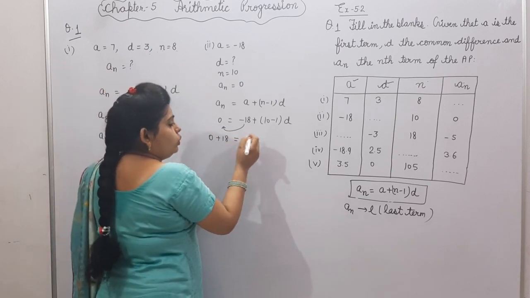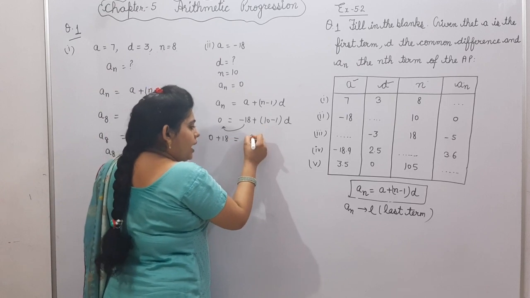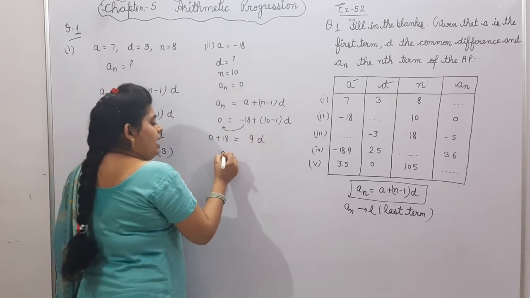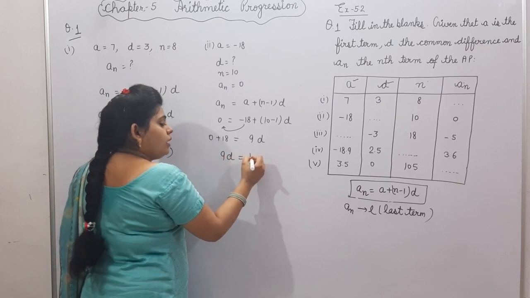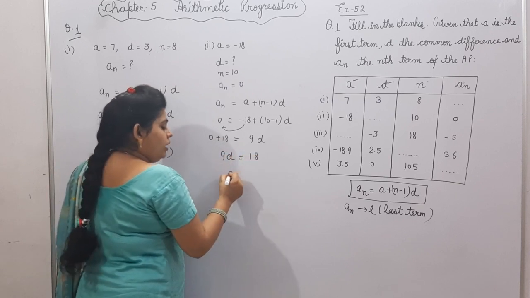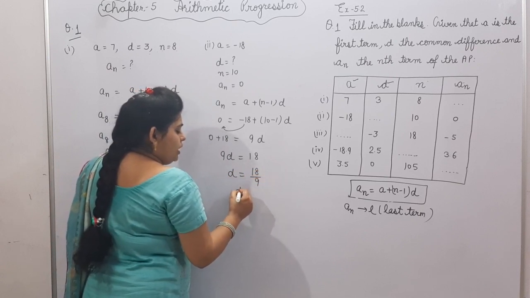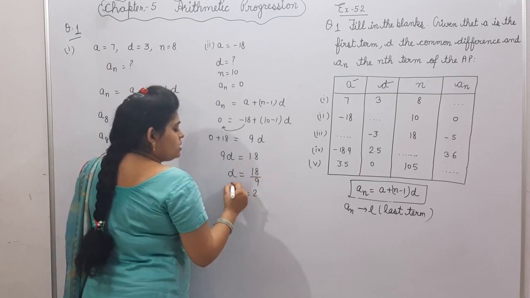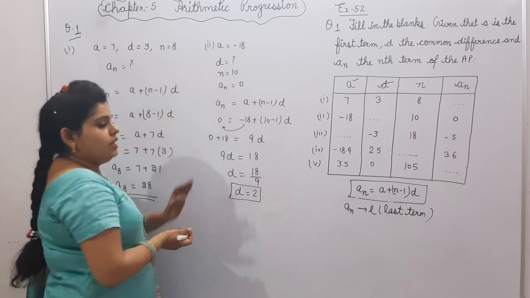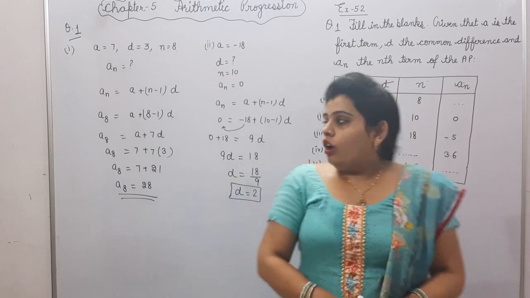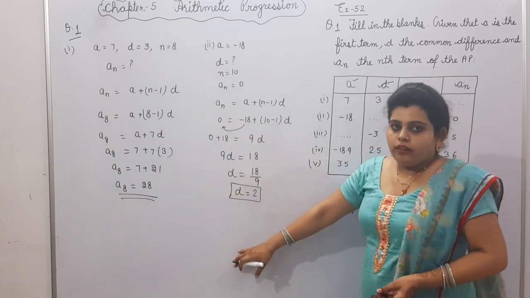Now equal to 10 minus 1, 9 into d. So 9d is equal to 18. Now d will be equal to 18 divided by 9. So d is equal to 2. This is the common difference of this given AP. This is the second part of question number 1.